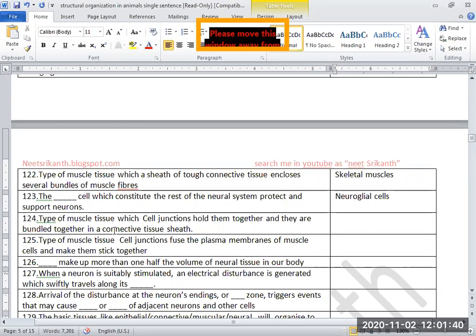Type of muscle tissue in which cell junctions hold them together and they are bundled together in a connective tissue sheath. Smooth muscle. Yeah, very good, smooth muscle tissue. If you are able to recognize by looking at the properties and characteristic features, that's over your preparation.